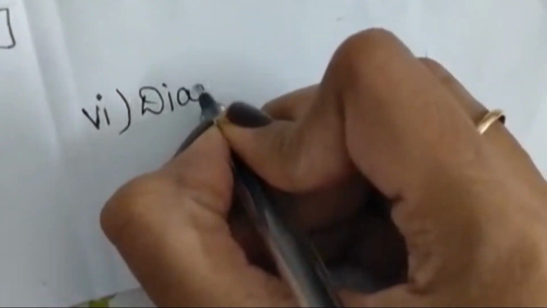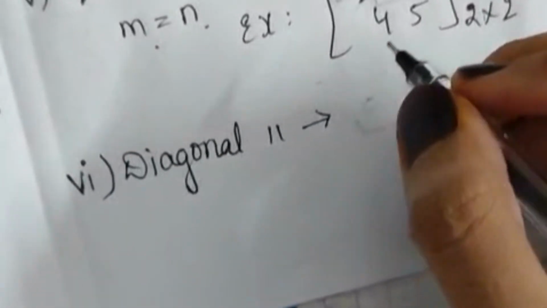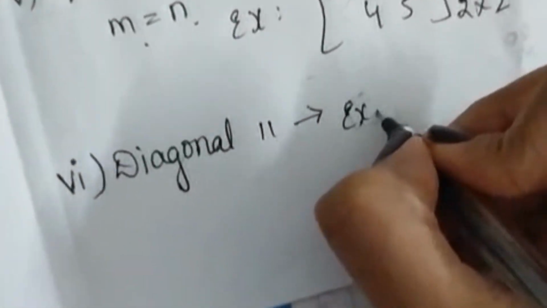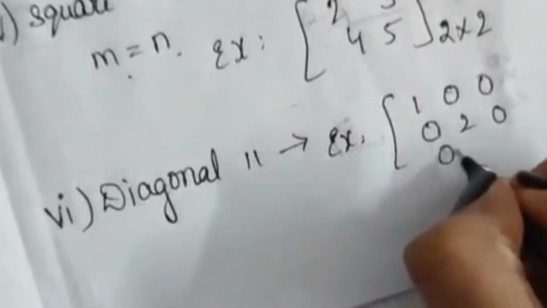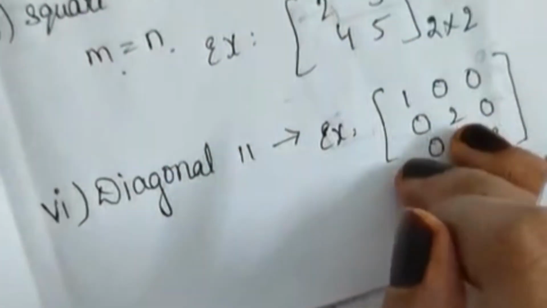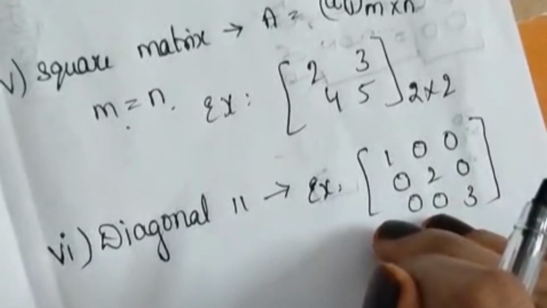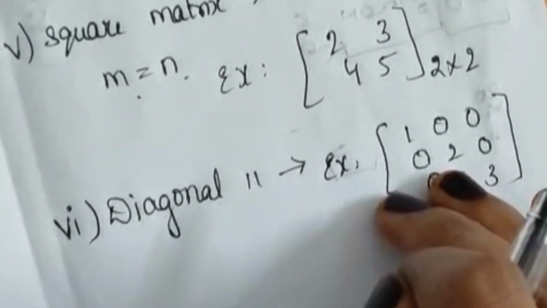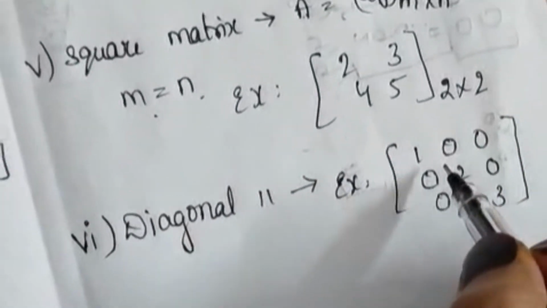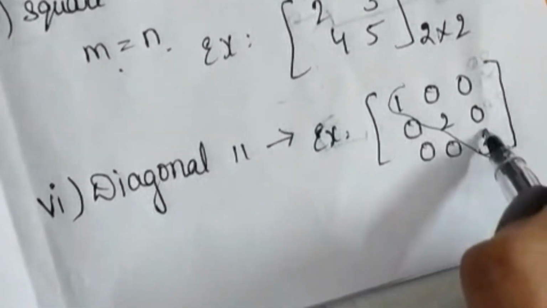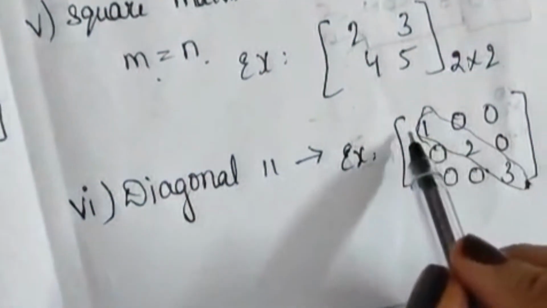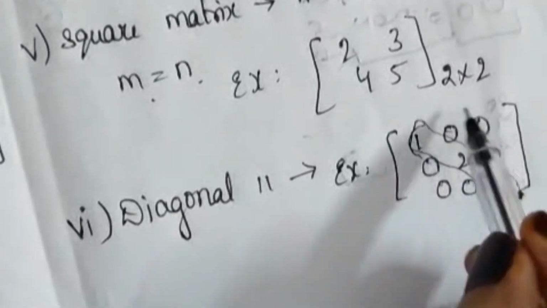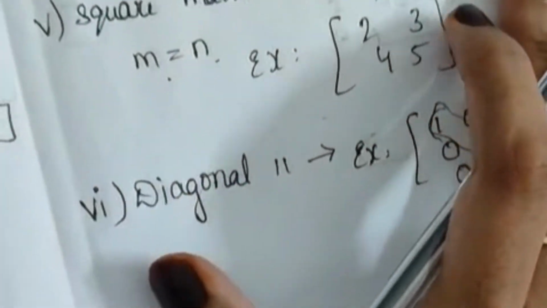Now, the diagonal matrix. A diagonal matrix is a matrix in which off diagonal elements are zeros. Example: 1, 0, 0, 0, 2, 0, 0, 0, 3. This is a diagonal matrix. What is a diagonal? The principal diagonal is this one. These non-zero elements are the principal diagonal elements. Apart from this principal diagonal, if every element is 0, then it is known as a diagonal matrix.